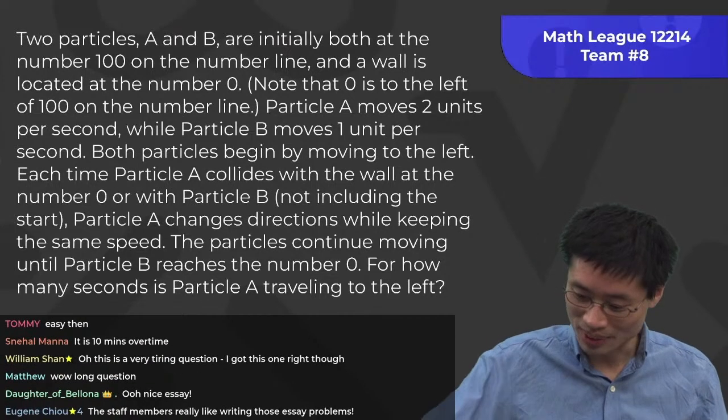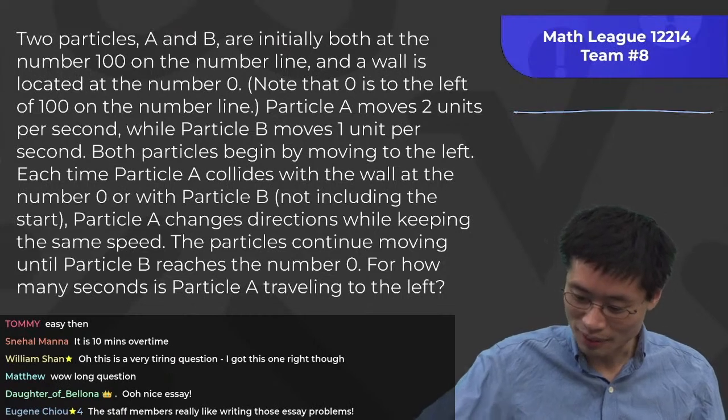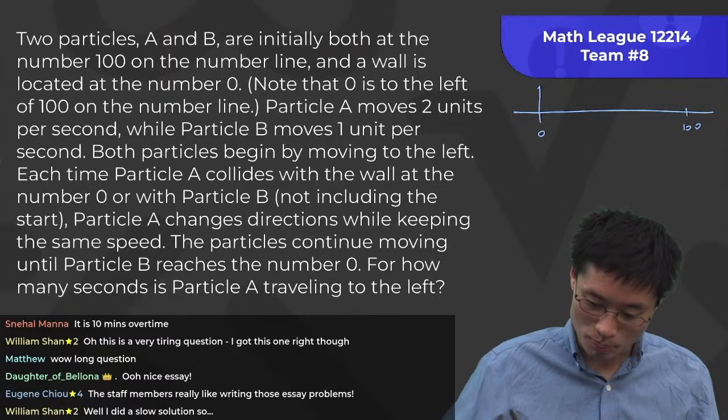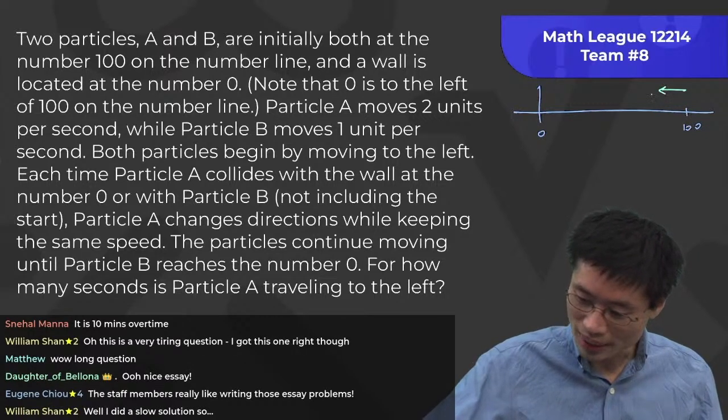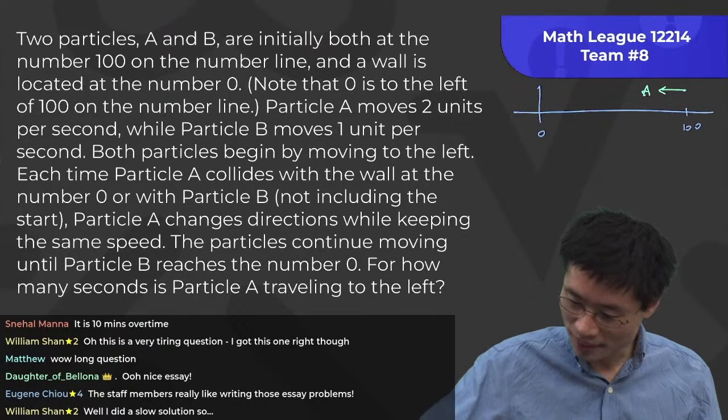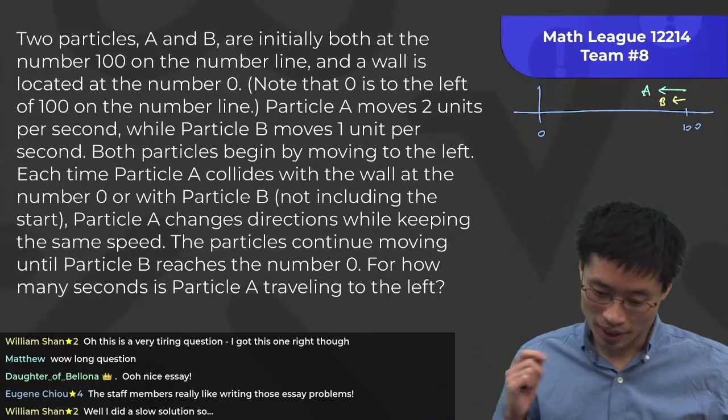I need a picture. I'm losing track of the problem. So I have a wall. The wall is at 0, and there's this 100. And we've got the A and the B. A is moving fast, twice as fast as B is. I'm drawing this so I can keep track a little bit as I'm reading the question.